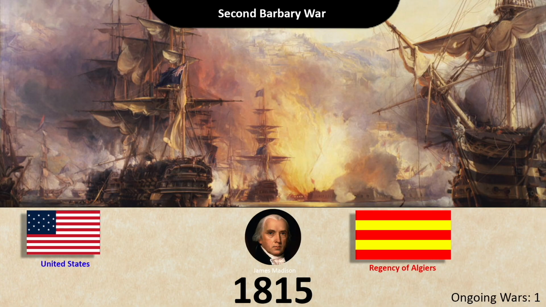And the war would basically end when the United States Senate ratified a treaty on December 5th, 1815, and after the end of the war, the United States and European nations stopped paying tribute to the Barbary States, and this marked the beginning of the end of piracy in the Mediterranean.